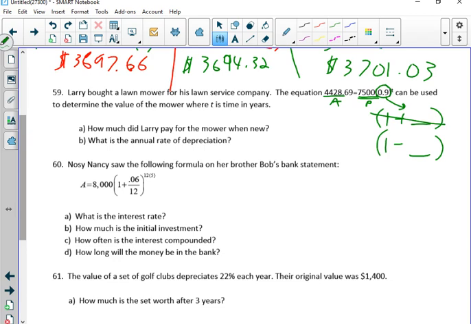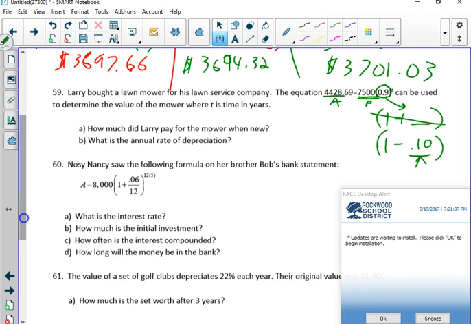So what taken away from 1 will give you 0.9? Think about money. 0.9 is 90 cents. 1 minus 10 cents is 90 cents. Okay? So that is our decay right there.